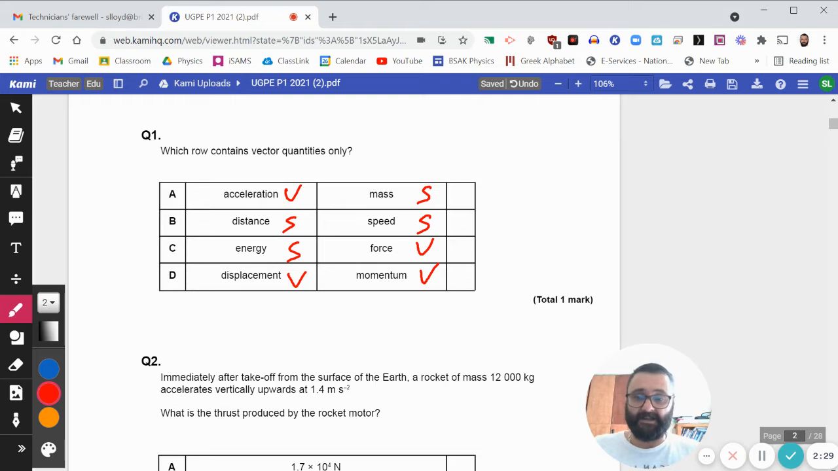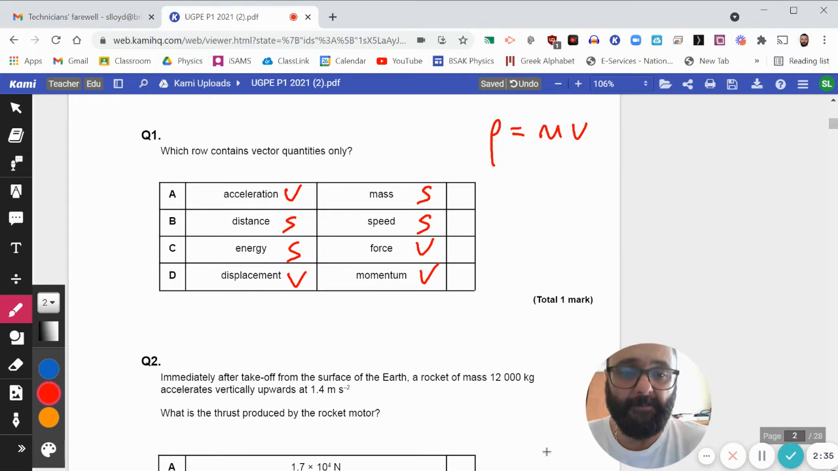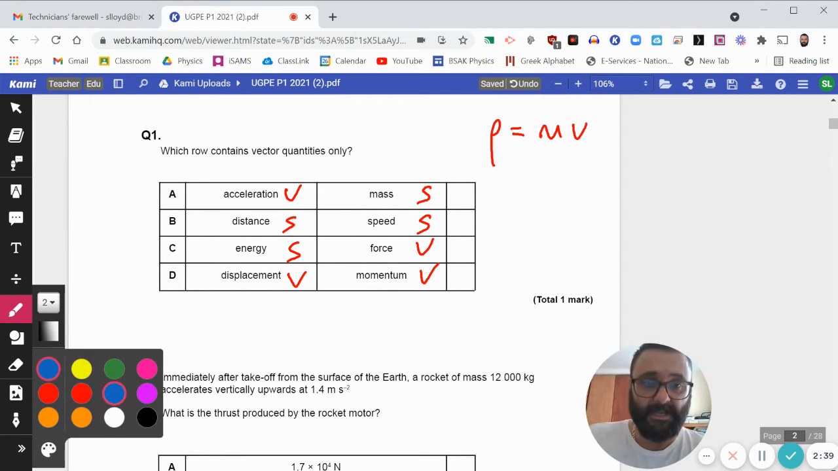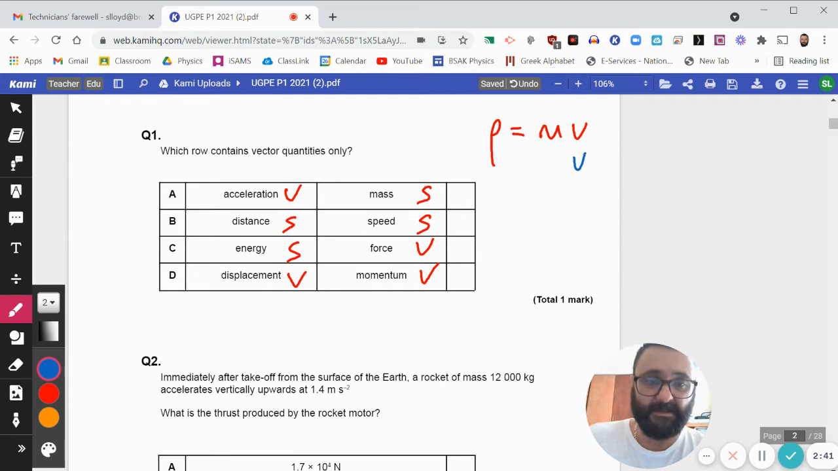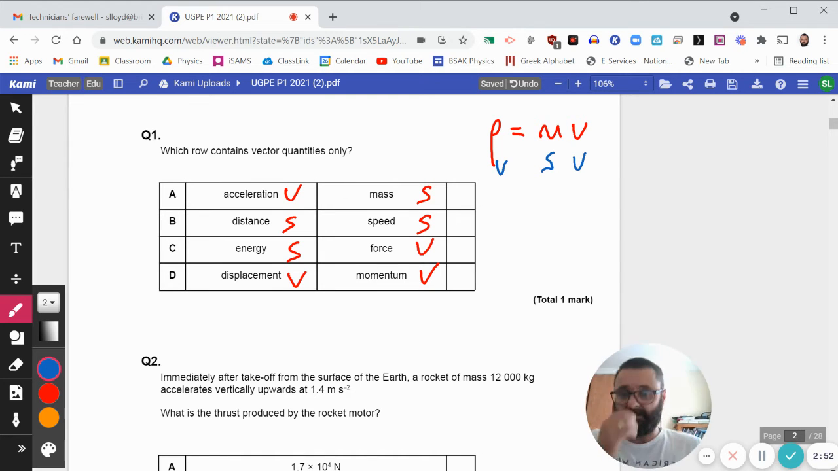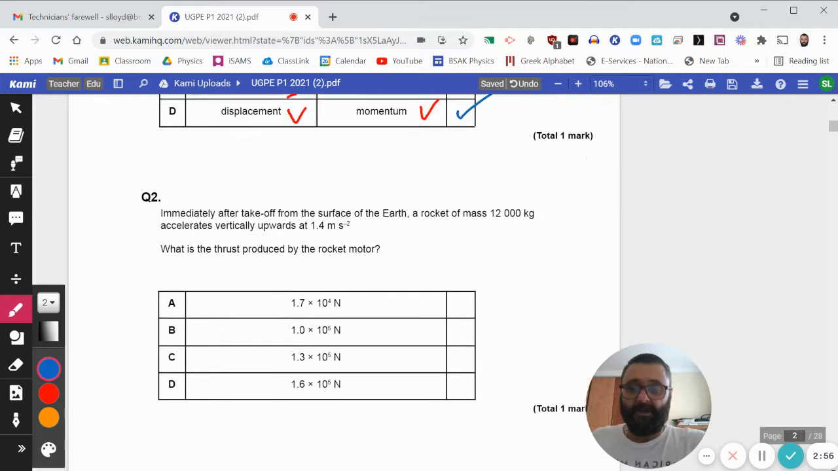It has direction. And you should be able to see that from the equation p equals mv, p being momentum, of course. Velocity is what v is, which is a vector. Mass is a scalar. Now, in maths, if you multiply a scalar and a vector, it always comes out as a vector quantity. So the answer is D.